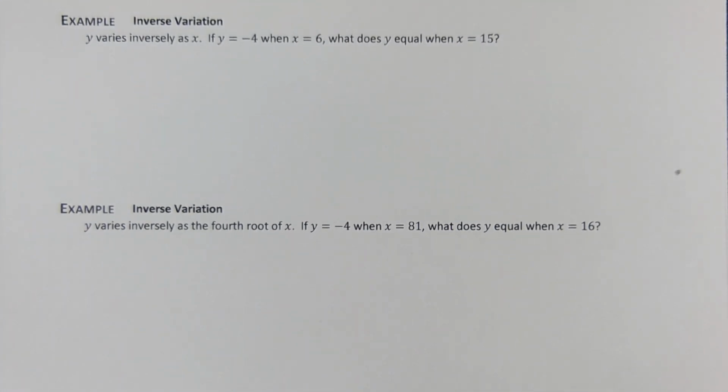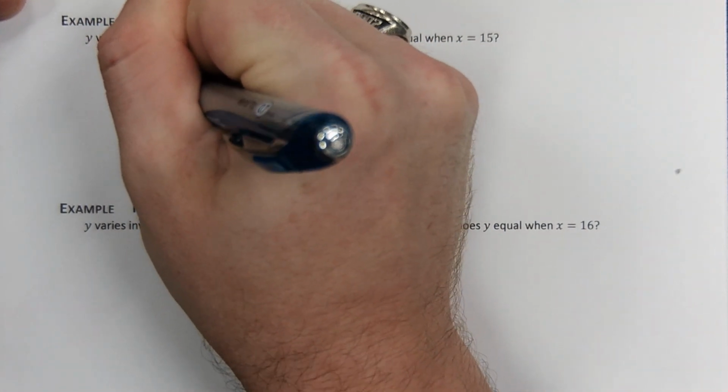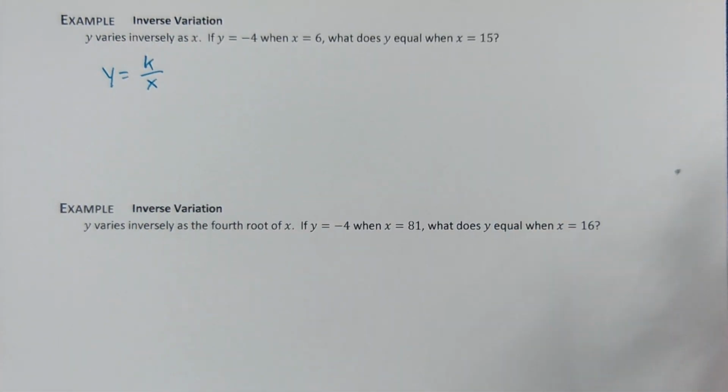Inverse variation. Y varies inversely as x. That means y equals k over x. If y is -4 when x is 6, you are going to have the ability to solve for k. Once you have solved for k, we will be able to use x equals 15 to find y. Track down that constant of variation.